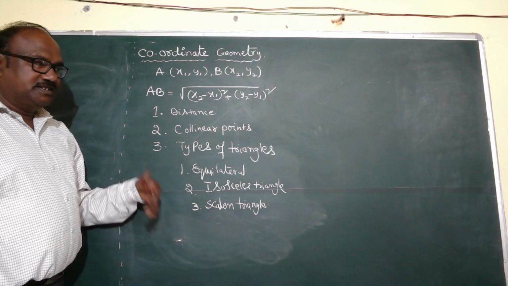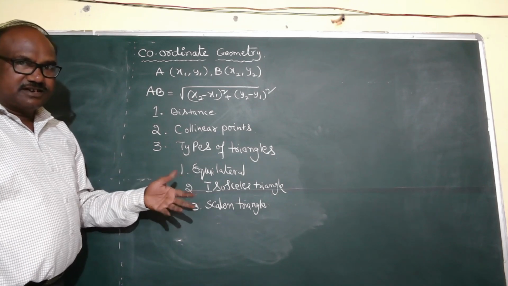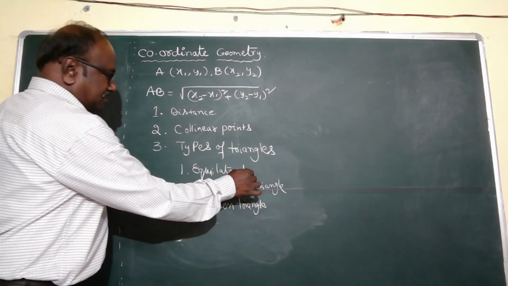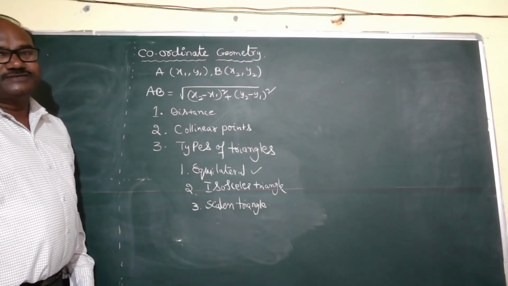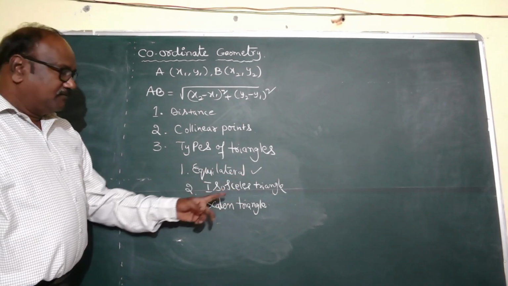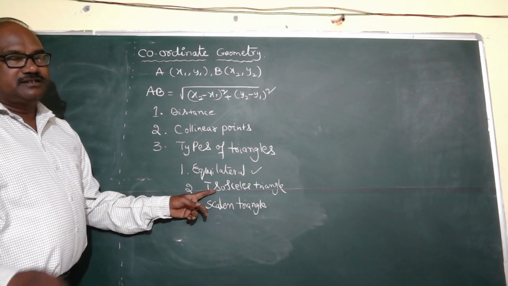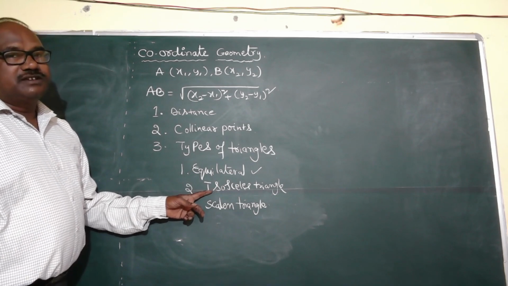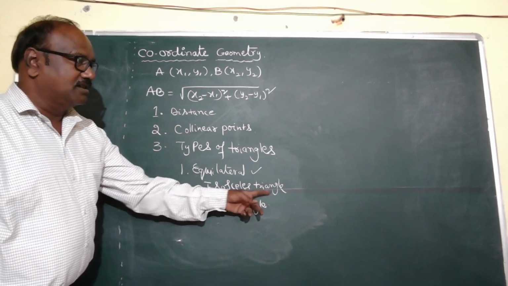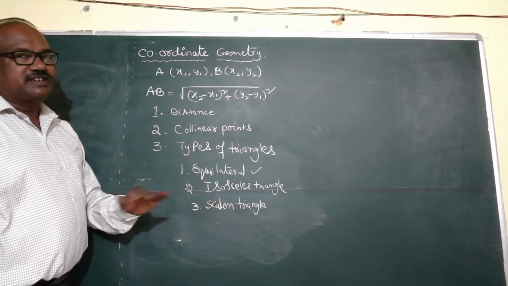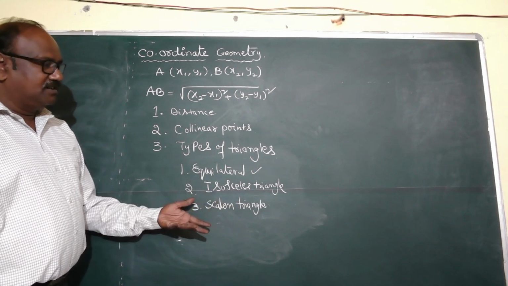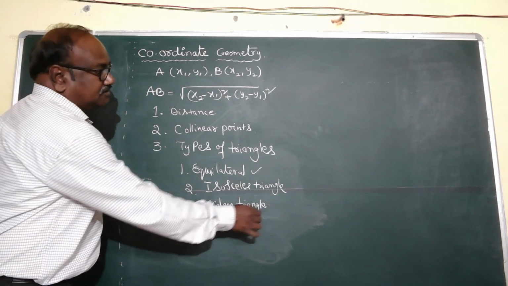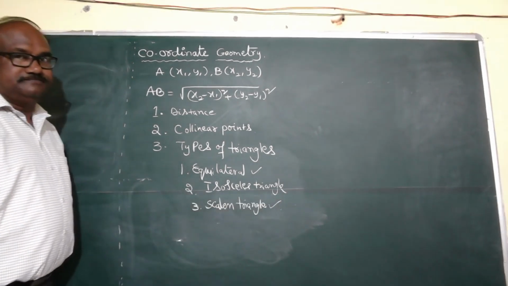Now, if AB is equal to BC is equal to AC, that means if all the 3 sides are equal, then we can accept that given points form an equilateral triangle. If we get only 2 sides equal and the third side is different, then we can accept that given 3 points form an isosceles triangle. And next, if we get 3 different distances, that means no two sides are equal, then we can accept that given points form a scalene triangle.